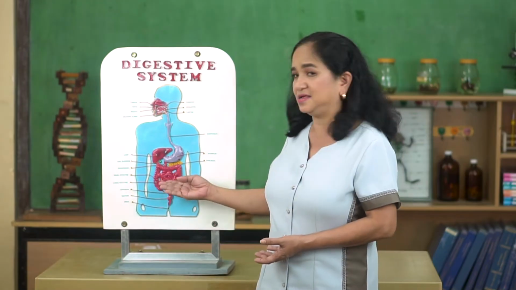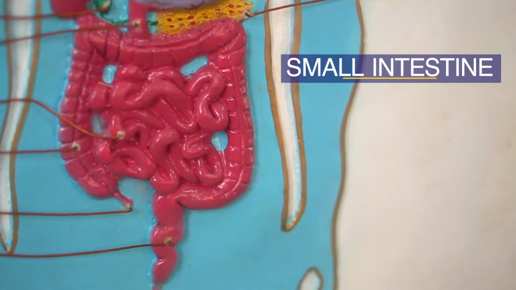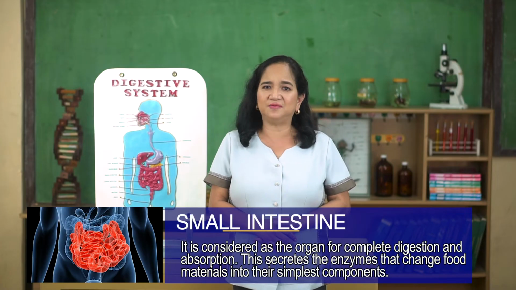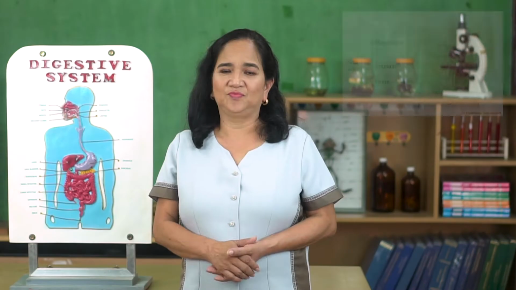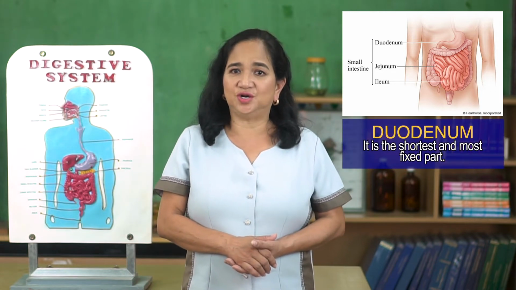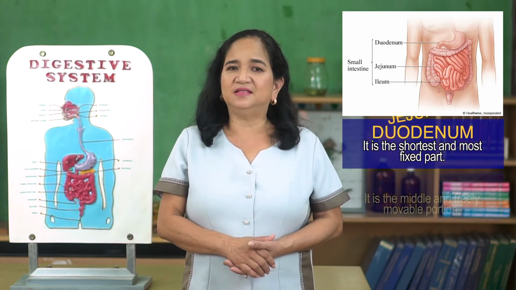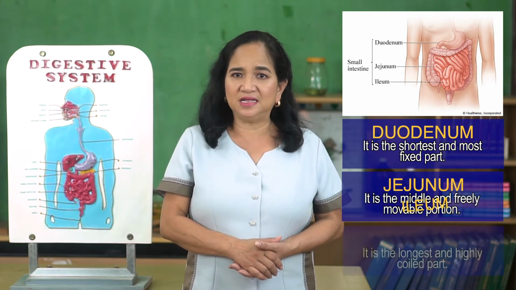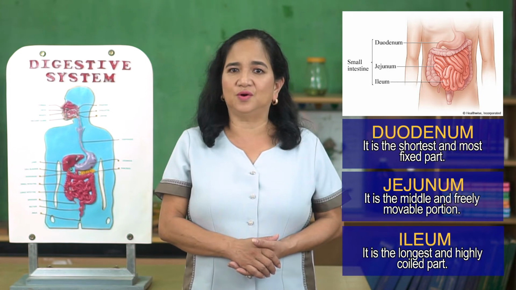The small intestine is considered as the organ for complete digestion and absorption. This secretes the enzymes that change food materials into its simplest components. It is divided into three sections: the duodenum, the shortest and most fixed part; the jejunum, the middle and freely movable portion; and the ileum, the longest and highly coiled part.